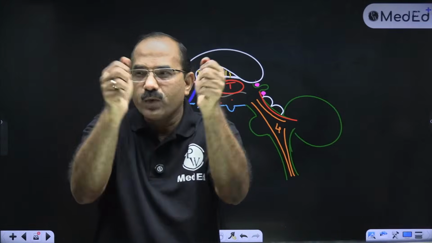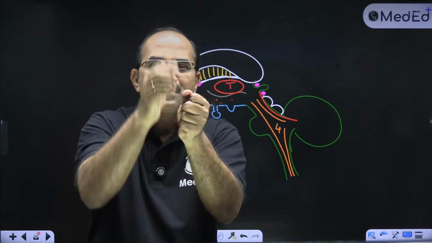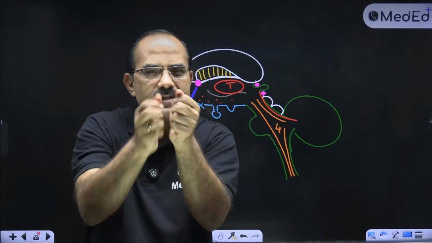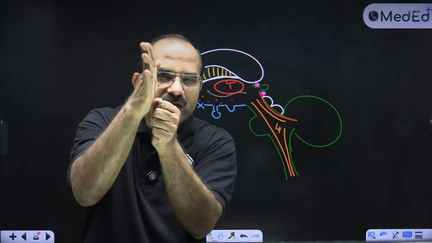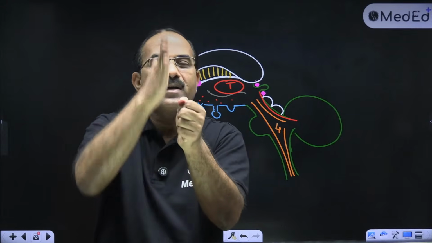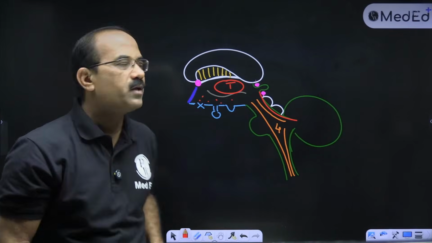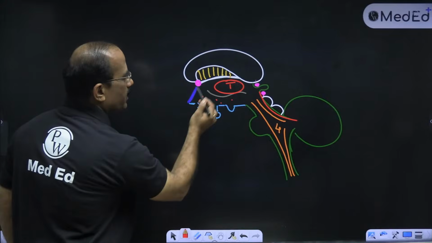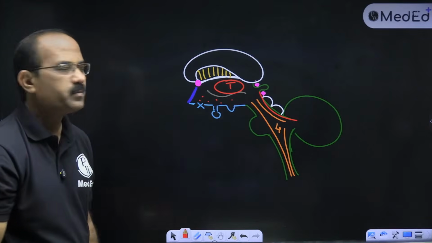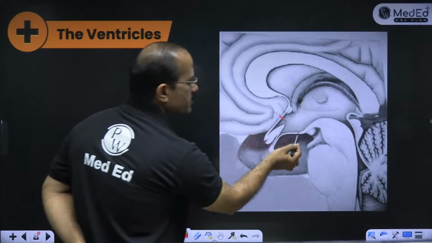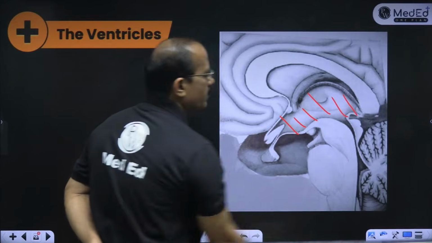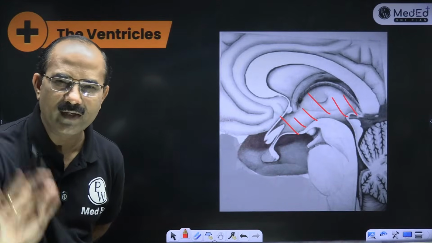Now, if these are the two hemispheres, ye do hemispheres hai, we are taking a sagittal section like this. That means we are cutting through the third ventricle. That means this entire area that you're looking at is nothing but the third ventricle. Look at this. This entire area is the third ventricle. Fine, clear to all of you?